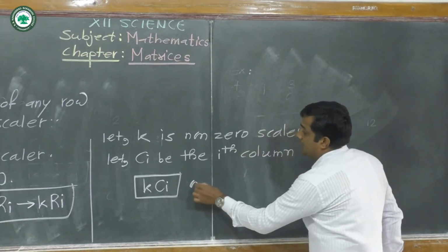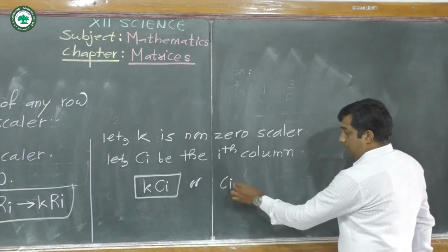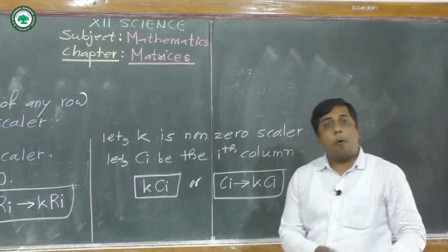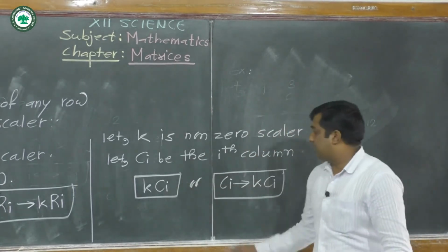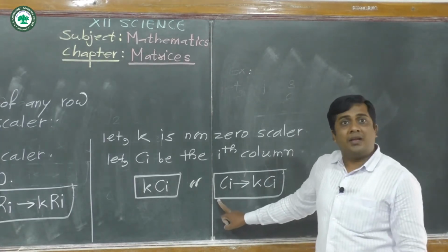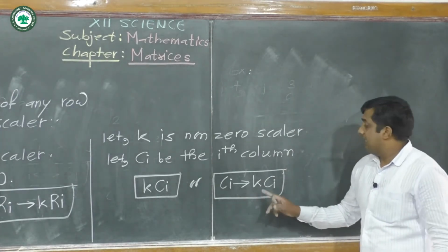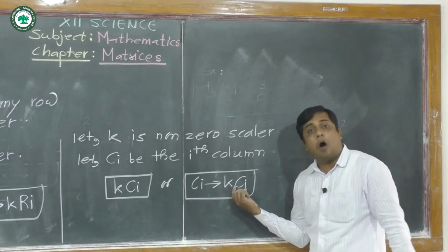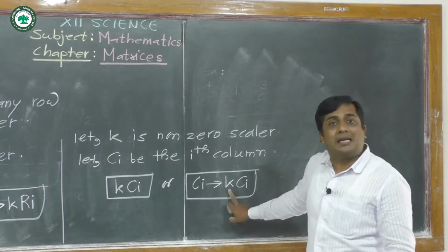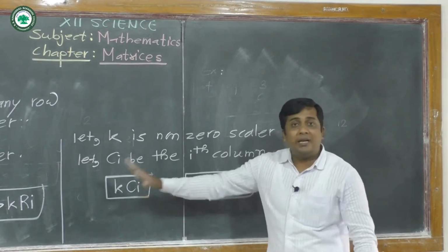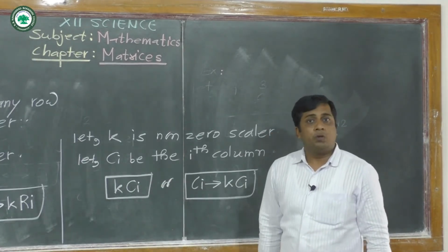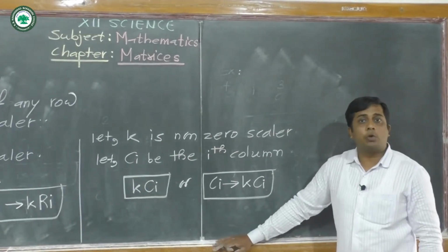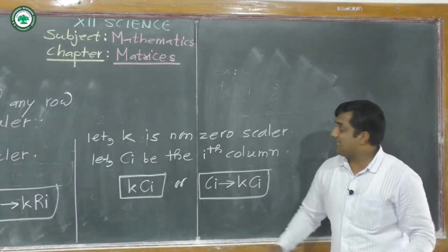Or we denote this by using here Ci implies K Ci. That is, we perform the transformation on the ith column, and the transformation is here K Ci, that is we multiply each element of the ith column by non-zero scalar K. So remember this point also, remember this transformation. We see first for the row, then here we see for the column, how to denote this multiplication. Let us see example.